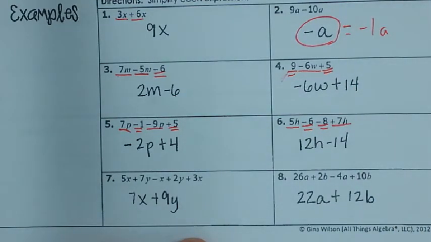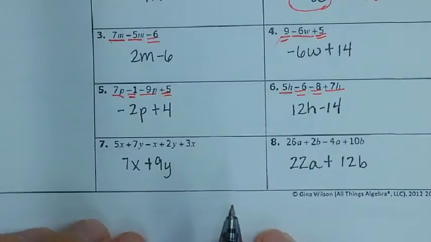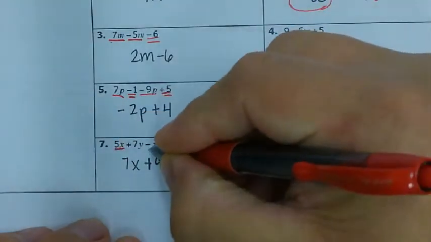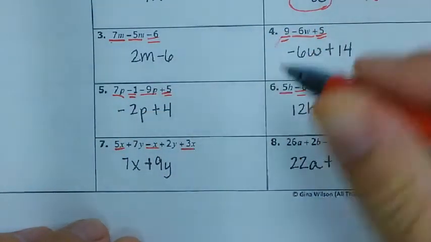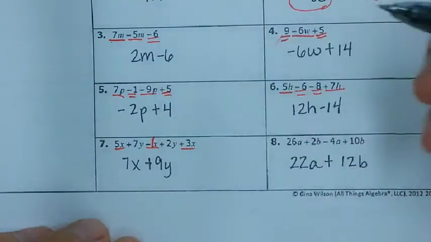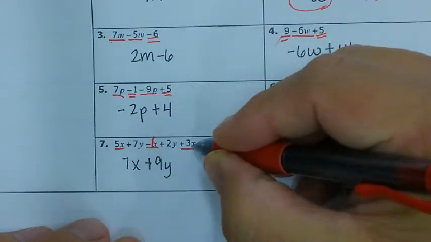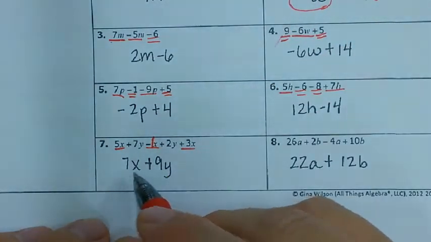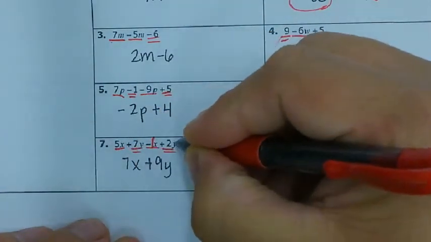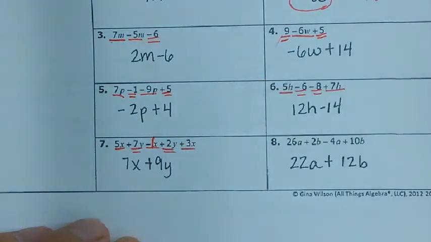Okay, now 7 and 8 is where it gets a little trickier. Now we have different terms. So we have an x, a negative x, and a 3x. The negative x would be negative 1x. So think of that as 5 minus 1, which is 4, and then 4 plus 3 is 7. Then combine your y's. 7 plus 2y is 9y. Does that make sense? Yes.